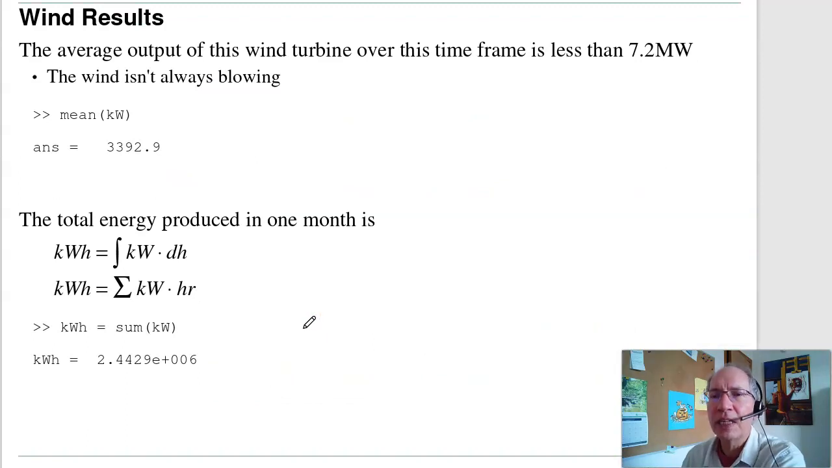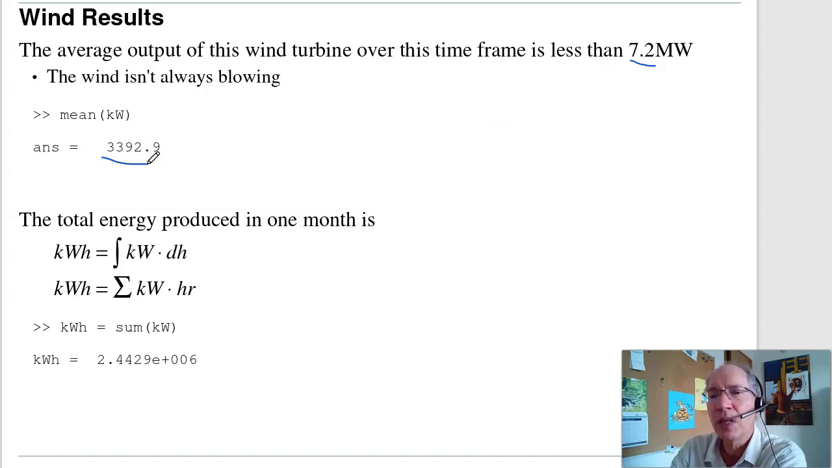So with that data, I can now start looking at what it means. If I take the average of the data, this is a 7.2 megawatt wind turbine. On average, it's only producing 3.3 megawatts. That's because the wind isn't always blowing. If I want to come up with the energy equivalent, or size equivalent, for this wind turbine, it's about 3.3. So this is about 40% utilization. The effective energy produced from this wind turbine is about 40% of the nameplate. The nameplate is 7.2 megawatts. It's effectively 3.3 megawatts at the site.